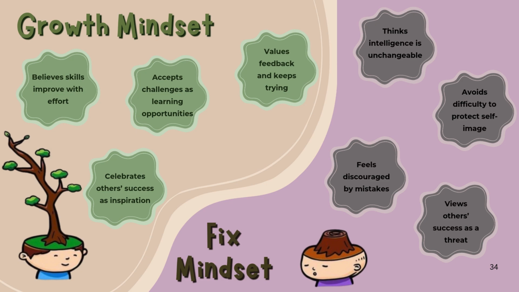On the other hand, a student with a fixed mindset believes that their intelligence or ability is unchangeable. They tend to avoid challenges because they fear failure. They might say something like, I'm just not a math person. And then they will stop trying after one bad grade.